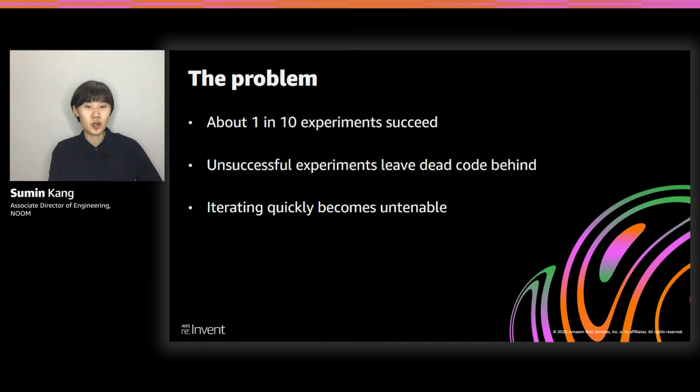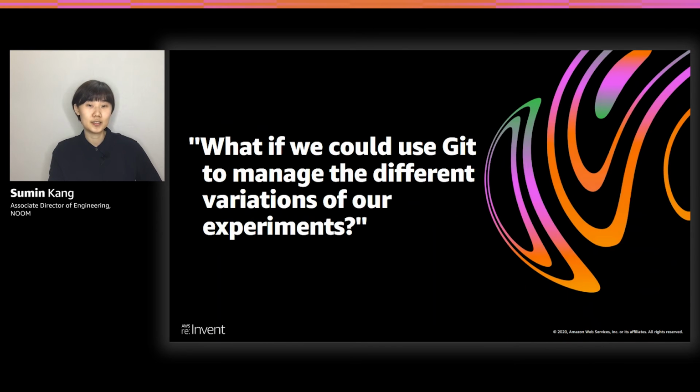So to solve this problem, we sat down and brainstormed, and then we were able to come up with this novel idea. What if we could use Git to manage the different variations of our experiments? If you think about it, Git already works well for versioning code. So what if we're able to use the power of Git to simply show a user a different branch of code?